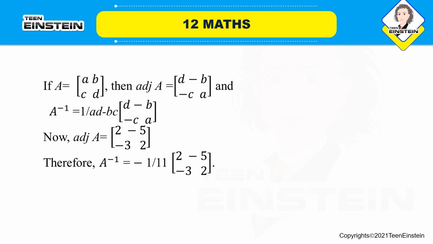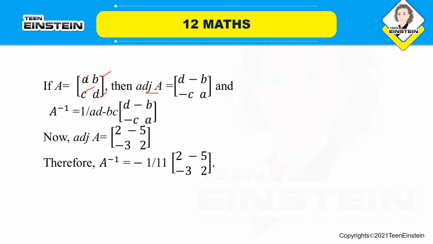Suppose A is a 2 by 2 matrix with entries a, b, c, d. Then what is adjoint A? If A is a matrix of order 2, we interchange the positions of a11 and a22, so we interchange a and d. Then we change the signs of the 1,2 and 2,1 positions. So you will be getting d, minus b, minus c, a. This is your adjoint A.